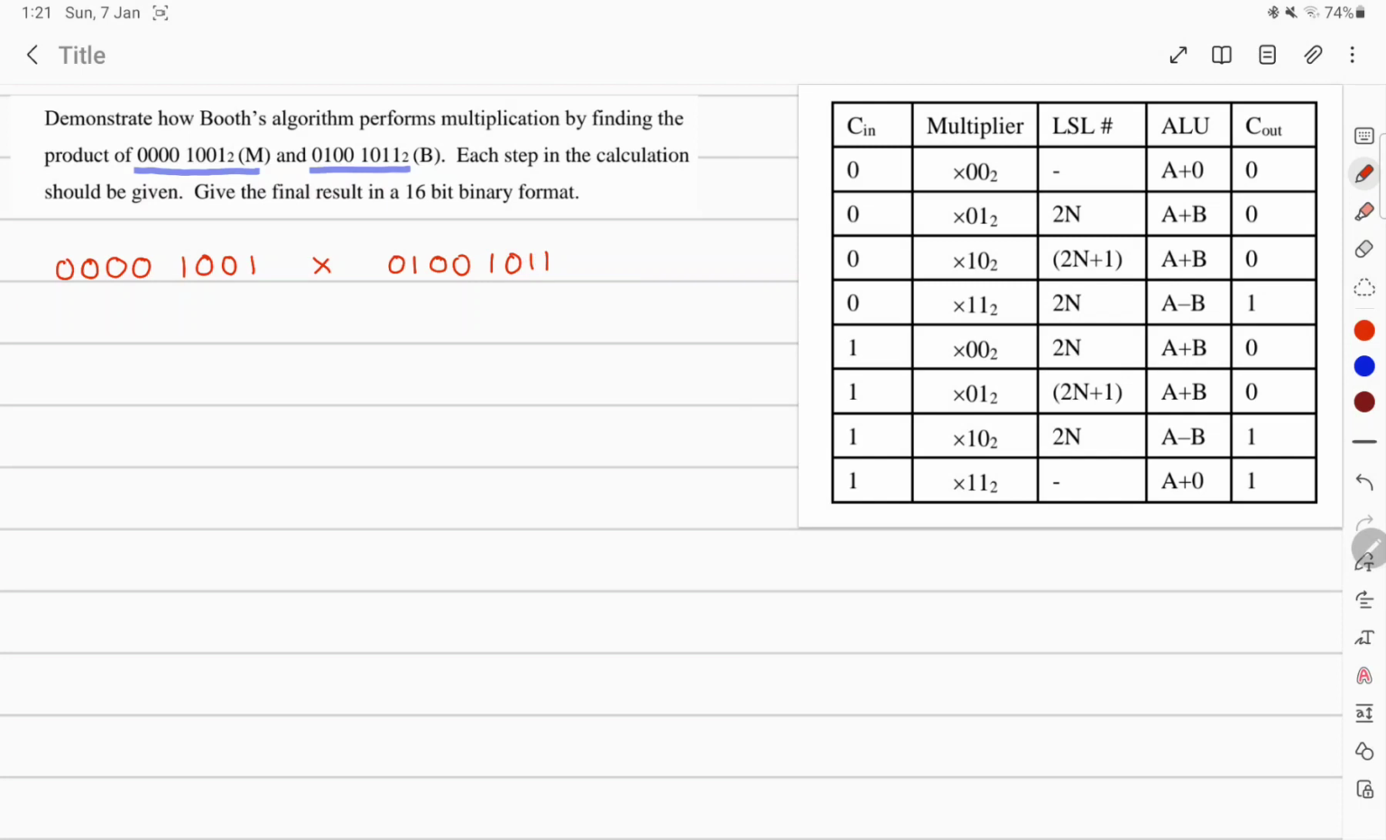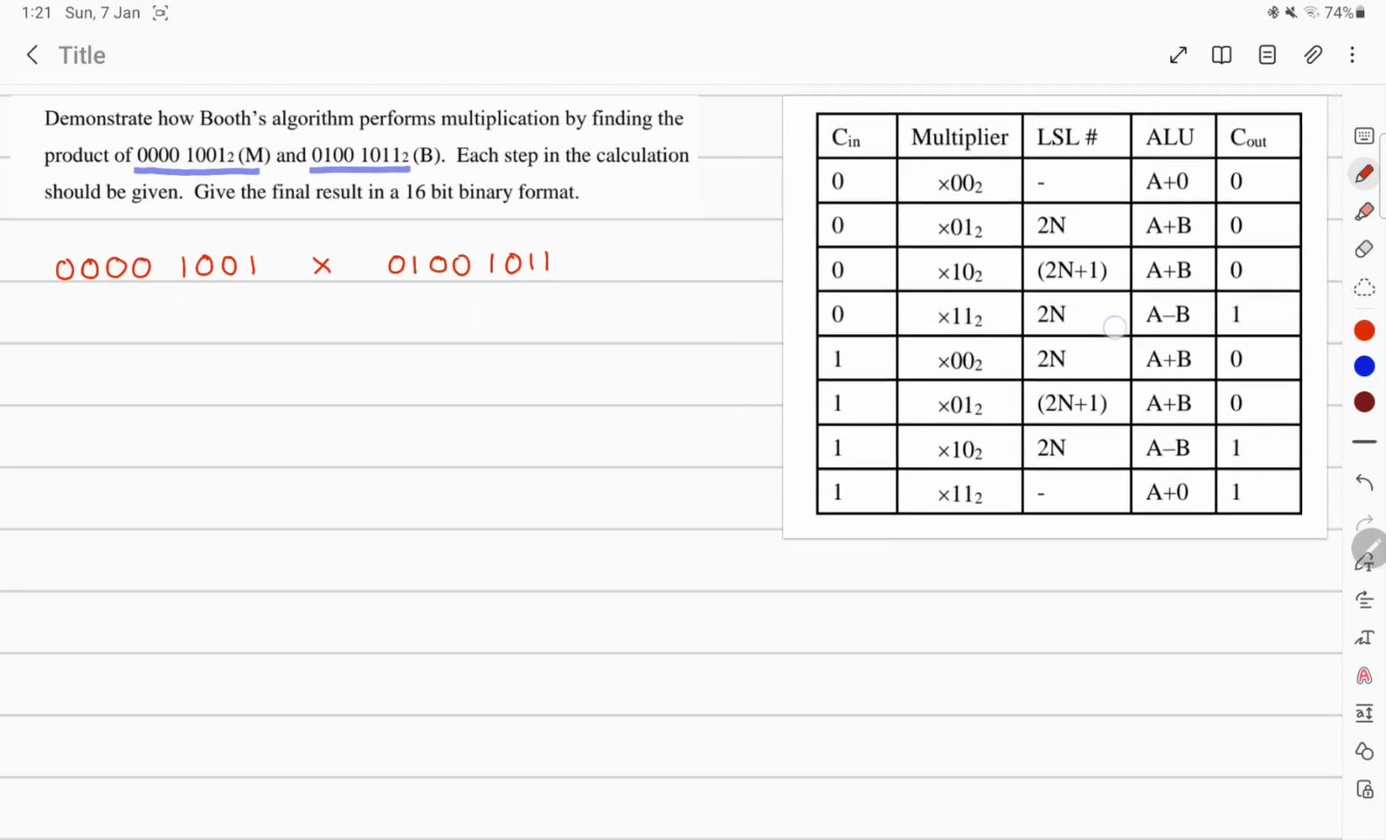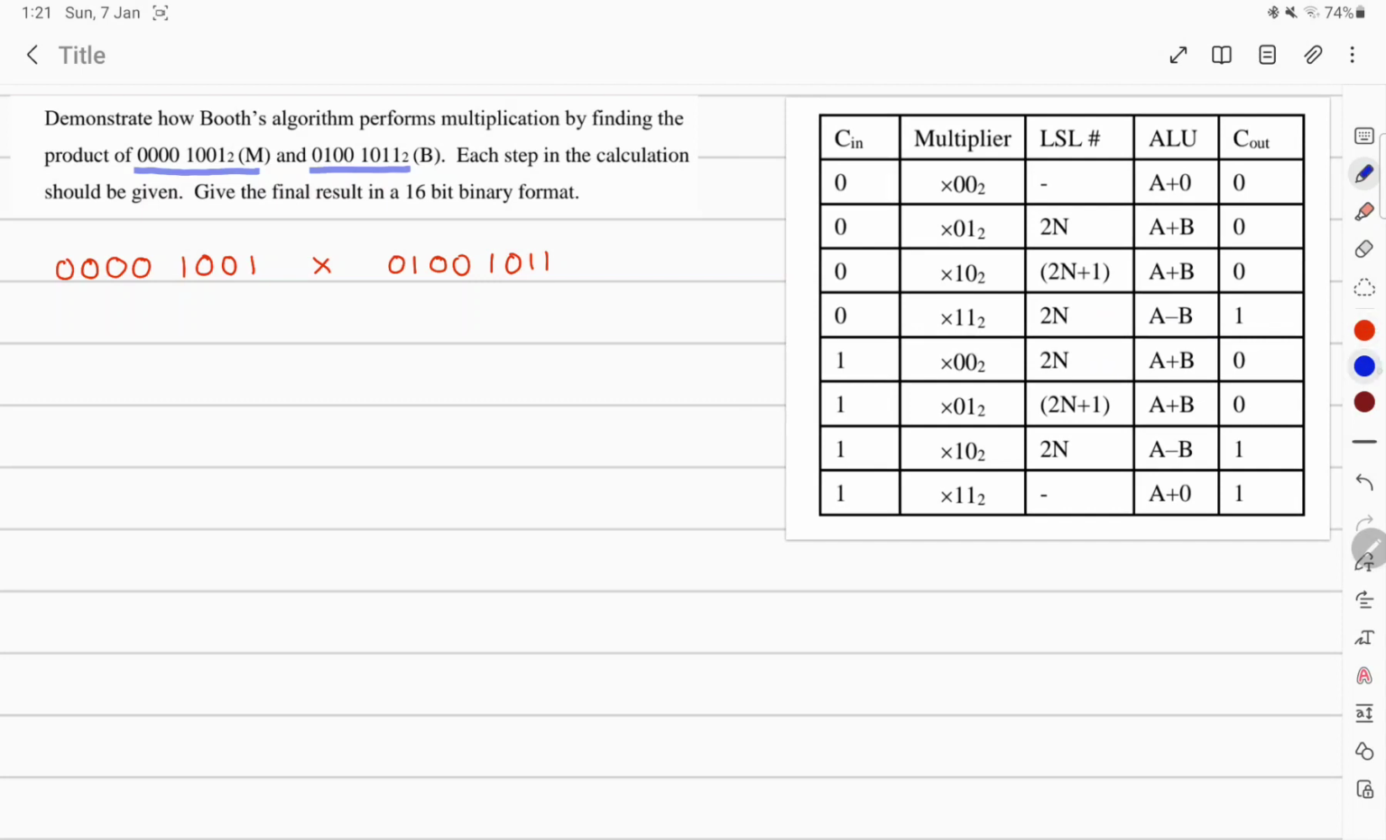What we have to do, as you can see in the table, is group the multiplier in parts of 2 like this. First we will take 2 bits, then the next 2 bits, then the next 2 bits, and then the last 2 bits. We will take 2 bits to multiply, and this number we will use for logically shifting to the left. As you can see in the table, we have LSL in this column. So let us start the procedure.